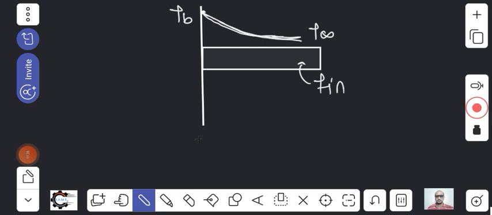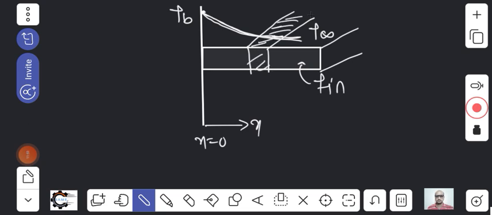Okay, so we have x is equal to 0, and this is x at any distance x, right? And suppose this is the cross section area of the fin, right? So here I will take one section. See, this is my x direction, so I have to take this section, right? The cross sectional area, suppose this will be my B, the width of the fin, and I will take a small dx thickness, as this is the total thickness of the fin, okay? And I will analyze with this.